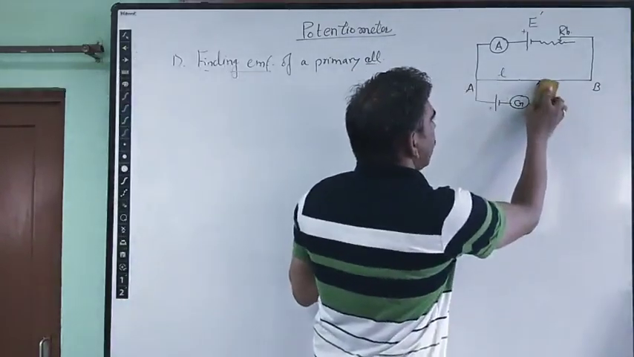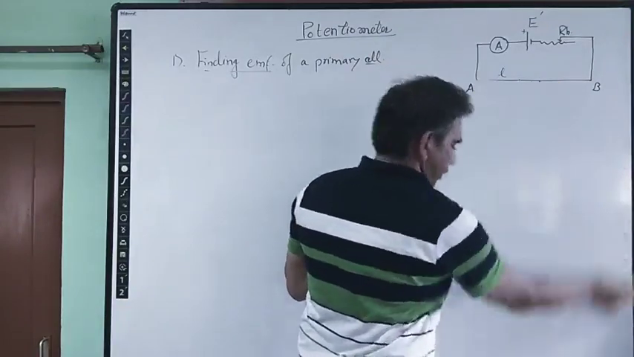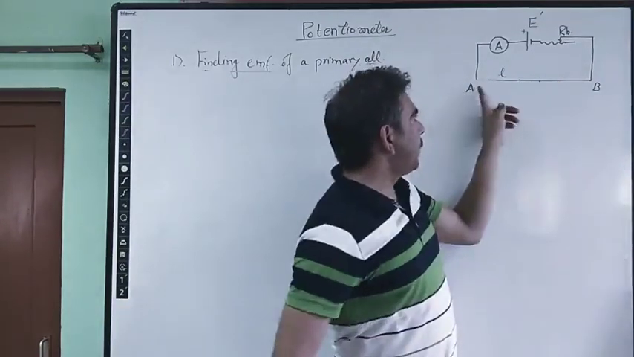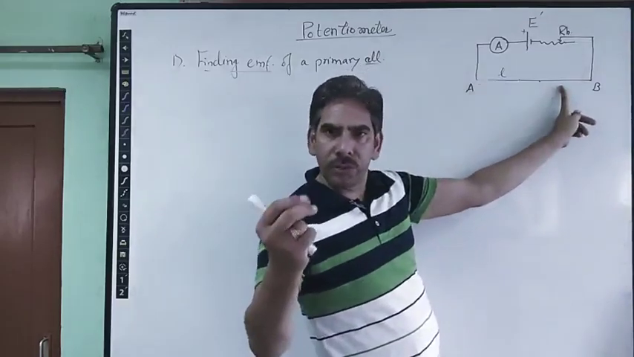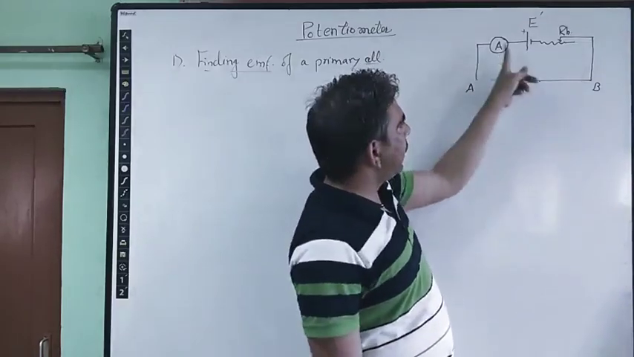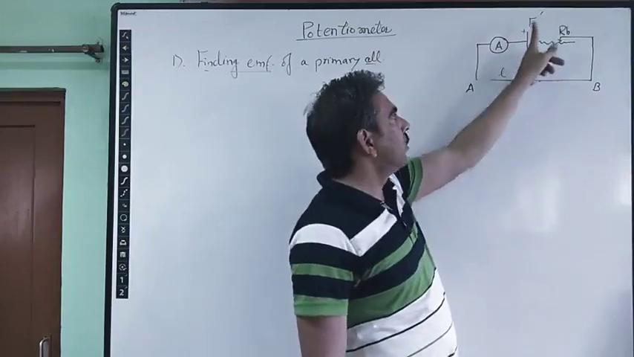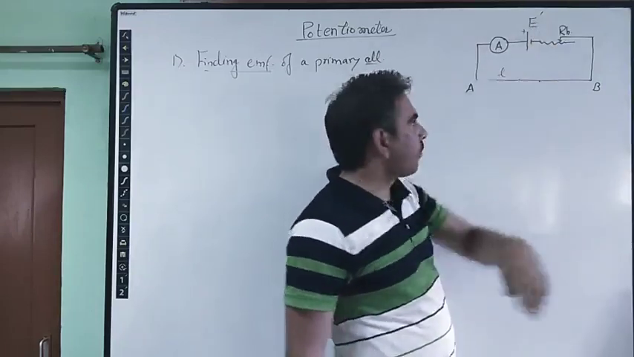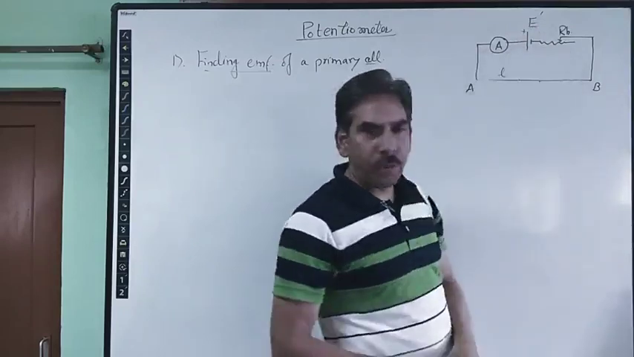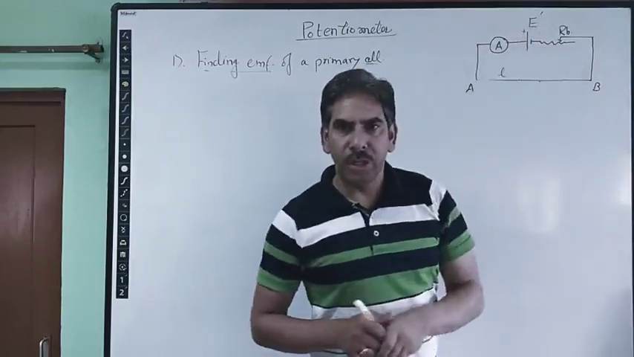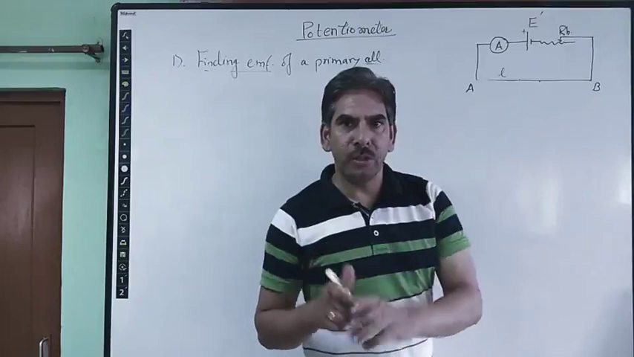Before that, we complete the circuit diagram like this. We have a potentiometer wire of uniform area of cross section, and we maintain some constant current through this wire with the help of a battery having EMF E dash. These are just the supporting components. So this is the principle of potentiometer. Now the potentiometer is ready to be used.